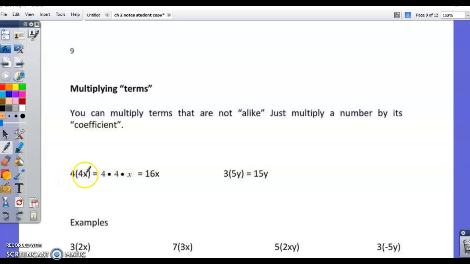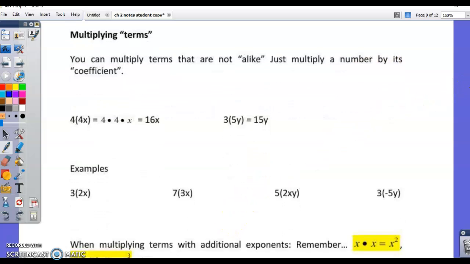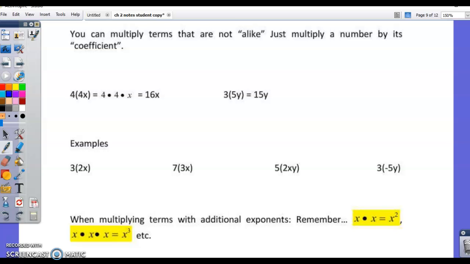So if we're multiplying 4 times 4x, 4 times 4 is 16, and then we have the x there. 3 times 5y. 5 times 3 gives us our 15, and then that y just remains there. So pretty straightforward in just multiplying a number by a term. Just remember, if we did 4 plus 4x, we can't combine those because they are not like terms. But 4 times 4x, we can. So just that distinction of the rule is pretty important.